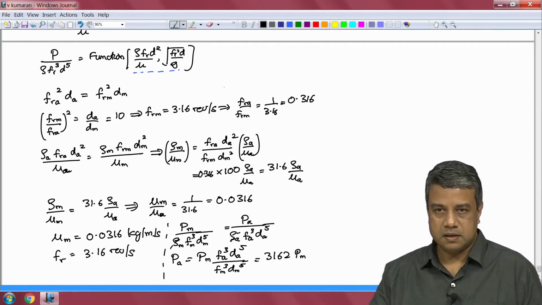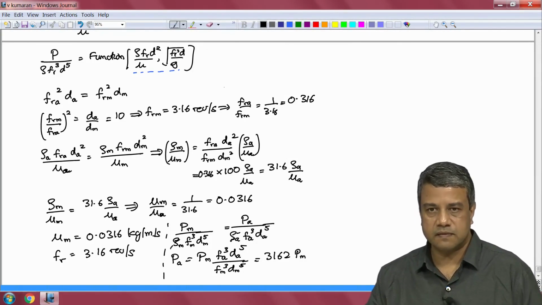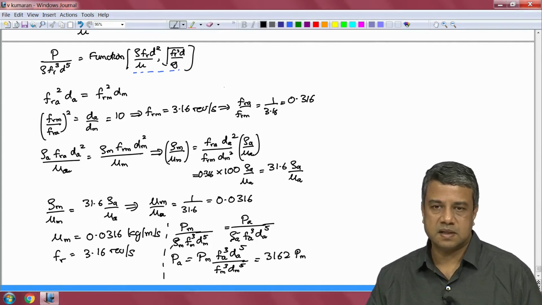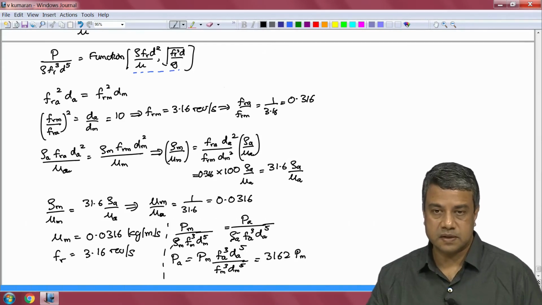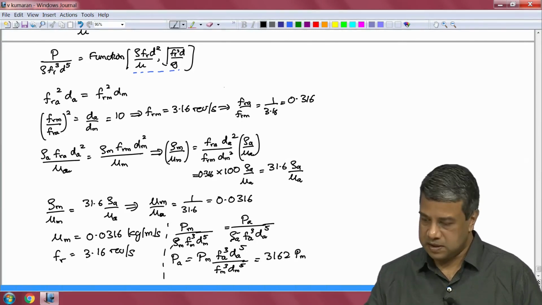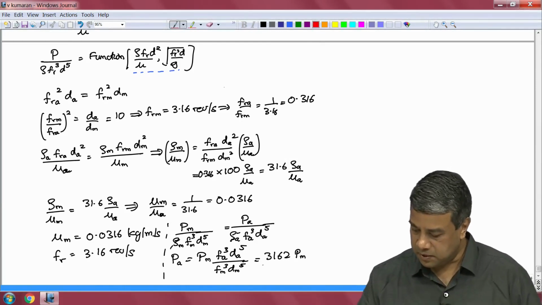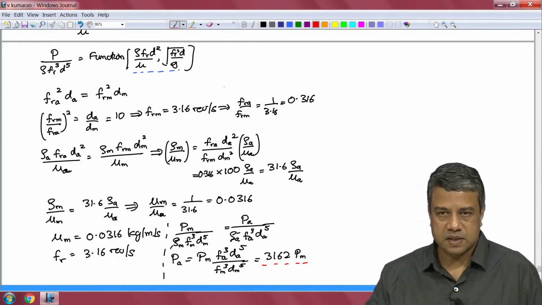So, if I maintain the properties in such a way that the ratios of all length scales are the same, the frequency is 3.16 times the frequency of the actual reactor, the viscosity is 0.0316 times the viscosity of the actual reactor, then the power that I measure in the model reactor times 3162 is going to be the power in the actual reactor. So, this is a way that you can do scale up.